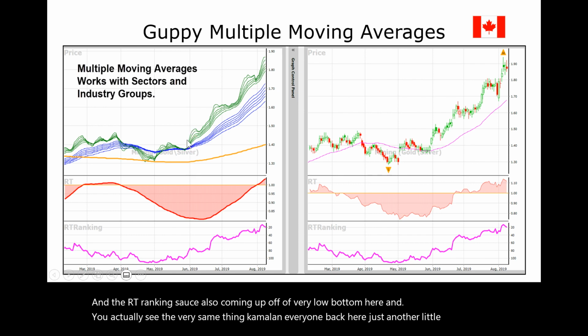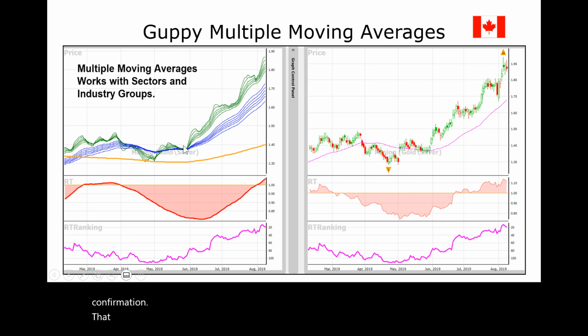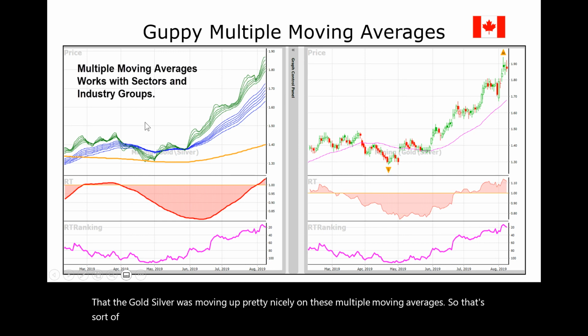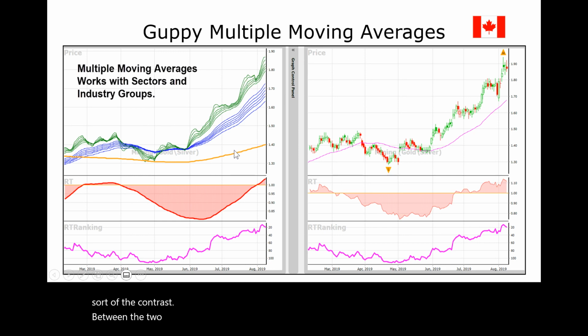And you actually see the very same thing, Kamel and everyone back here, just another little confirmation that the gold silver was moving up pretty nicely on these multiple moving averages. So that's sort of the contrast between the two graphs.